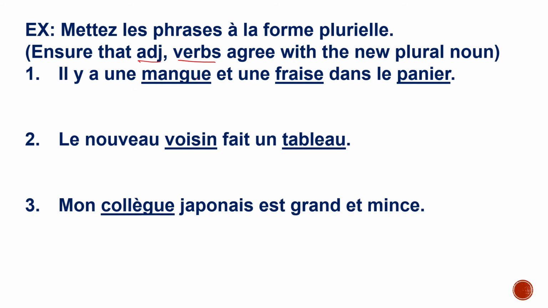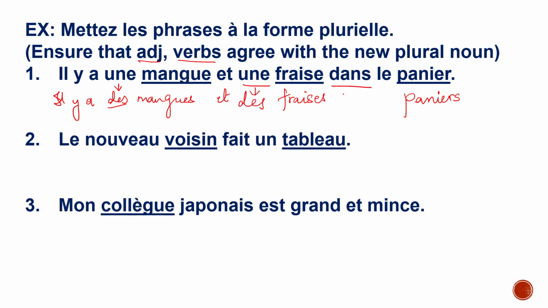So: il y a une mangue et une fraise dans le panier. Mangue has to change into mangues with the S, plural. Fraise, which is a strawberry, again will only take an S. Panier is a basket, again it will only take an S. Now you have to change the rest also. Il y a will remain il y a only because there is and there are are the same thing. Now une has to become des. This is important. Une again will become des. Dans remains dans, a preposition. Le becomes les. So this is how the articles also change. Il y a des mangues et des fraises dans les paniers.